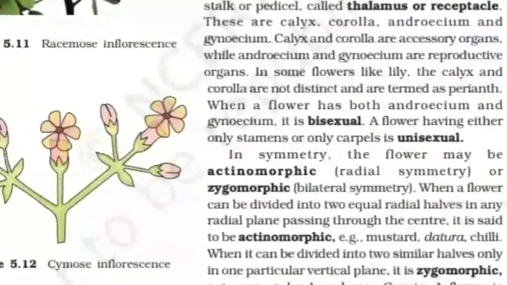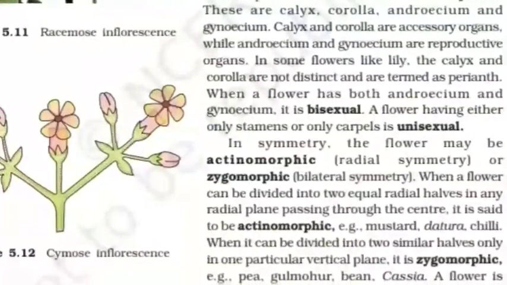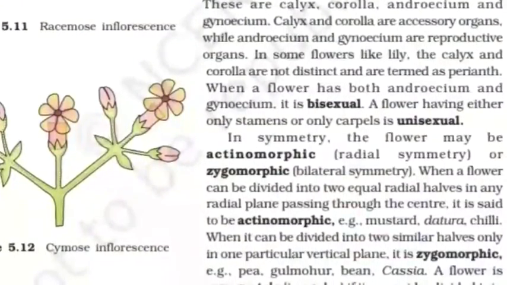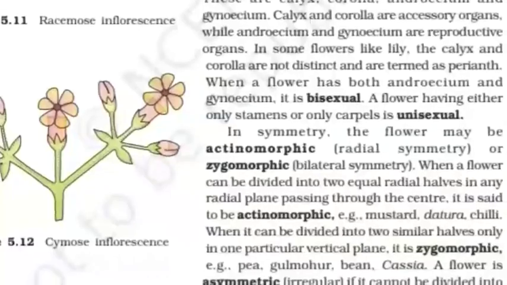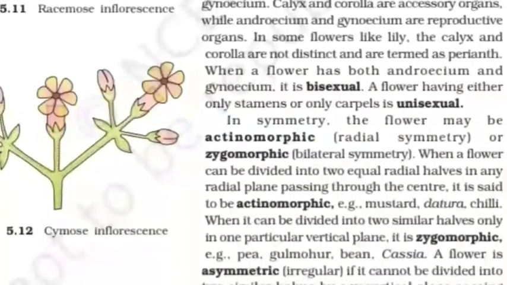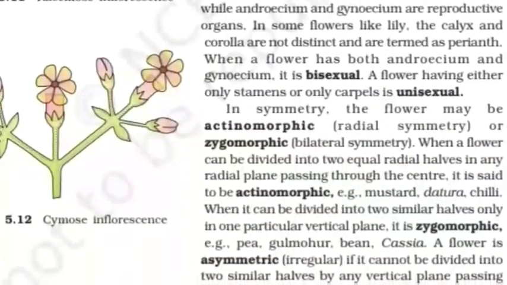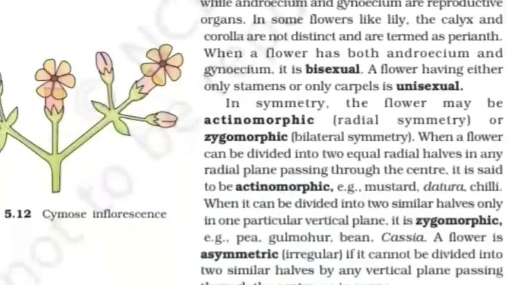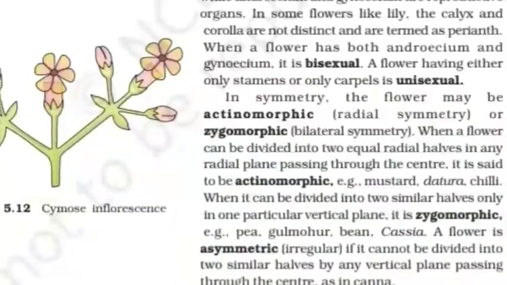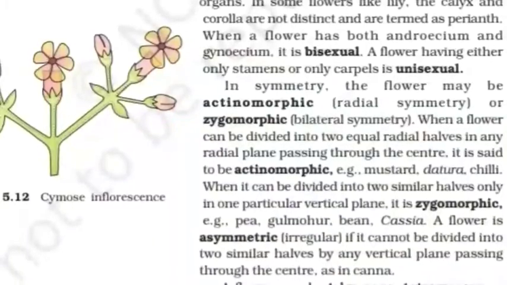actinomorphic, radial symmetry, or zygomorphic, bilateral symmetry. When a flower can be divided into two equal radial halves in any radial plane passing through the center, it is said to be actinomorphic. Example: mustard, datura, chili.